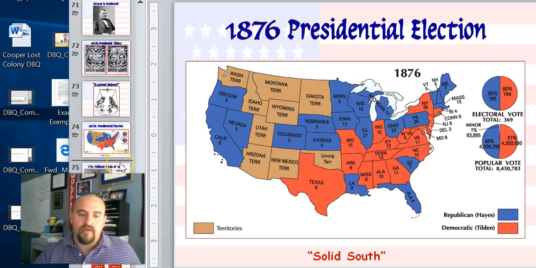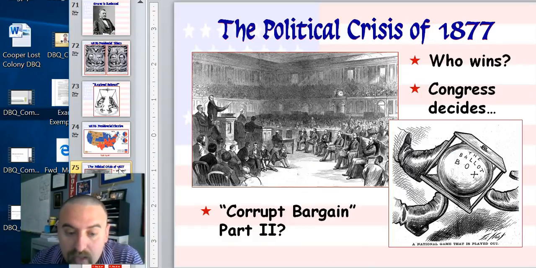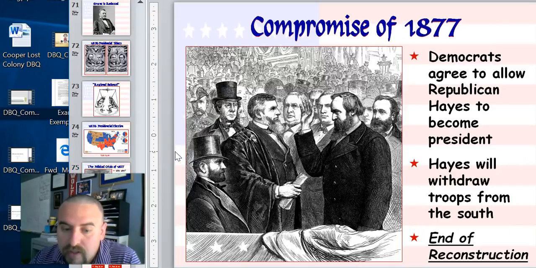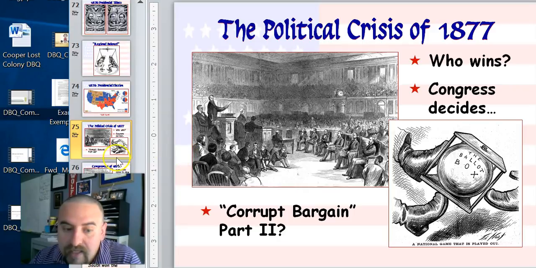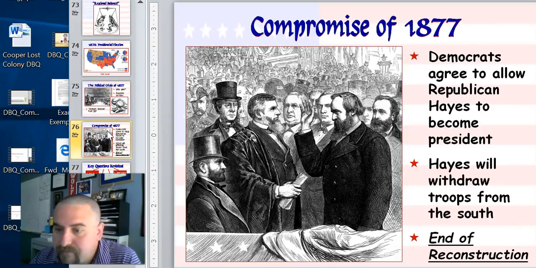And the big thing here is going to be, what do the Republicans want and what do the Democrats want? The Republicans want the presidency. The Democrats just want an end to Reconstruction. Now, if that's through a Democratic president or whether it's through a Republican president, they really don't care. So what's going to happen is Florida changes its vote through the Electoral College to the Republican candidate, Rutherford B. Hayes. So Rutherford B. Hayes becomes the president.